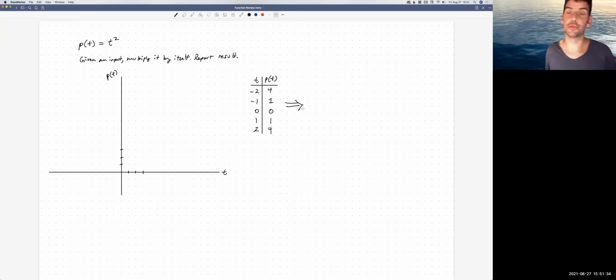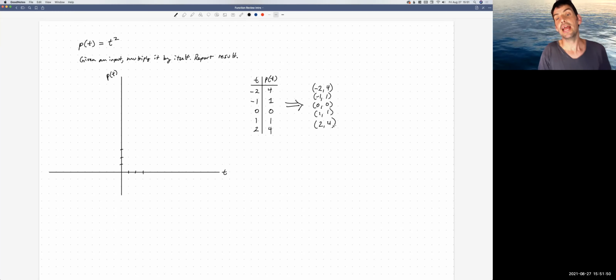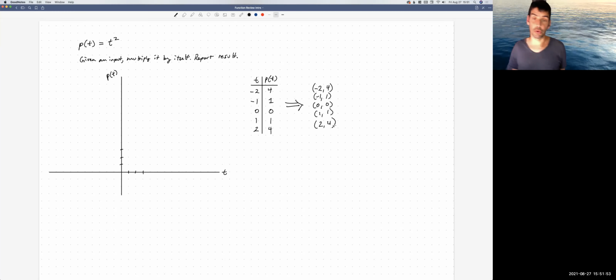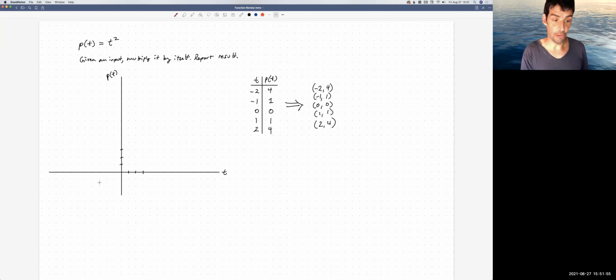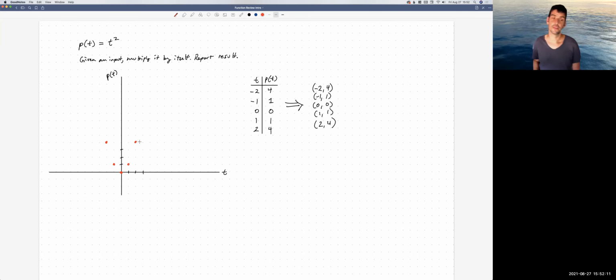The way we translate this to a graph is that each of these can be represented as an input-output pair. So we write our input, then our output, and so on for each one. And we treat these as coordinate points, right? So the point -2, 4 is right here. The point -1, 1 is right here. 0, 0 is here. 1, 1 is here. And 2, 4 is here.